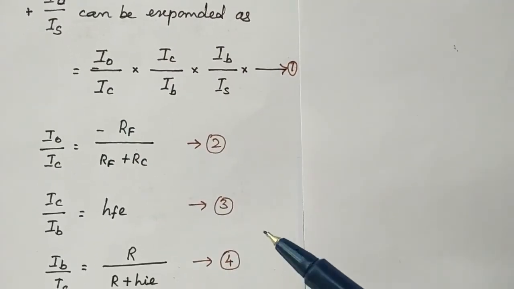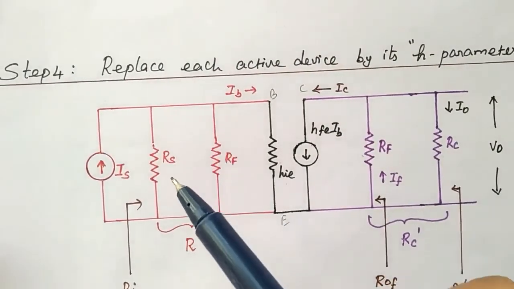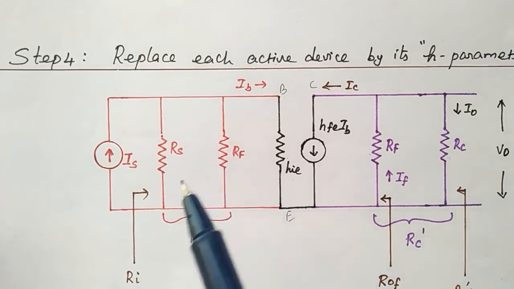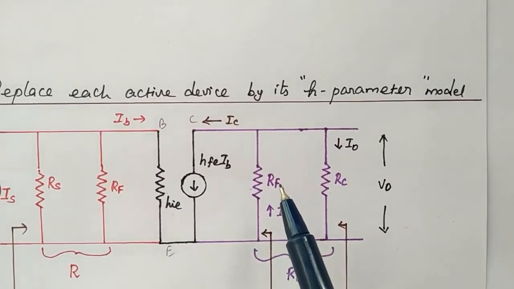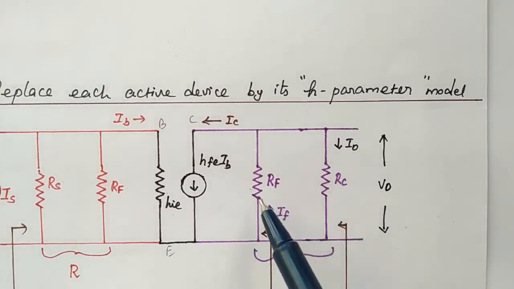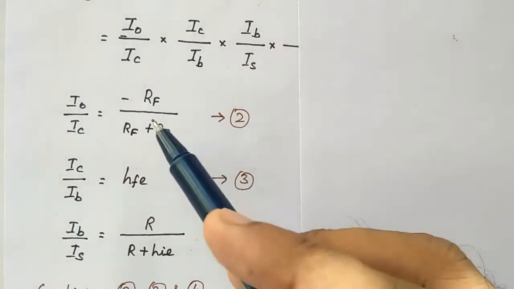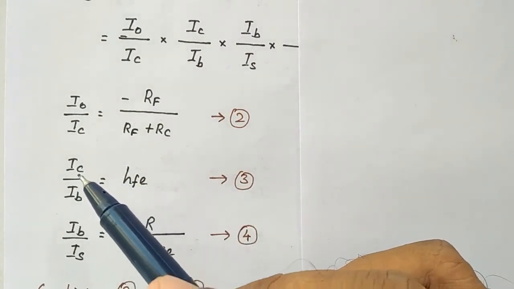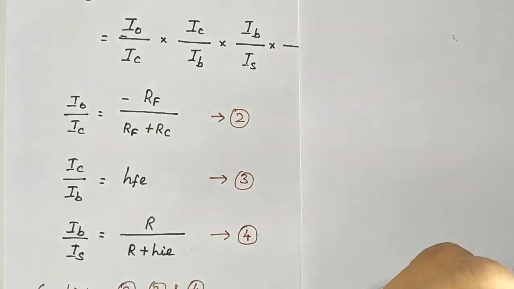The first current ratio we have in the input side, there are two resistances RS, RF. In the output side we have two resistances RF and RC. Using these two resistances we apply current divider rule. I can write it as minus RF by RF plus RC. This is the transistor's gain. Usually we can write collector current by the base current is equal to HFE.